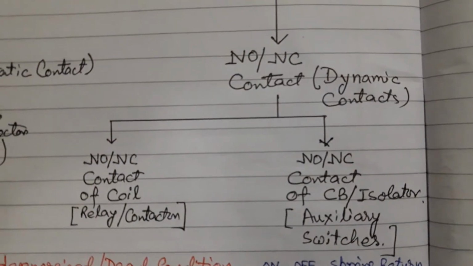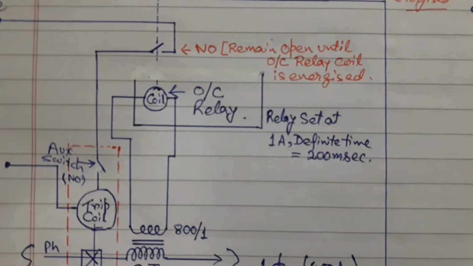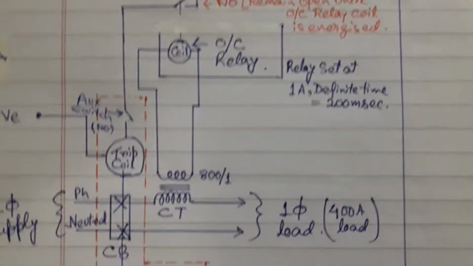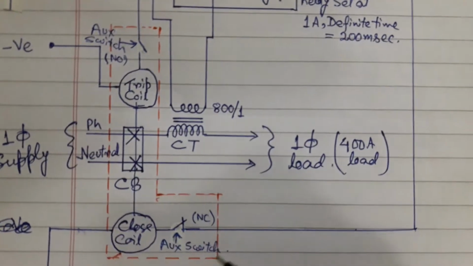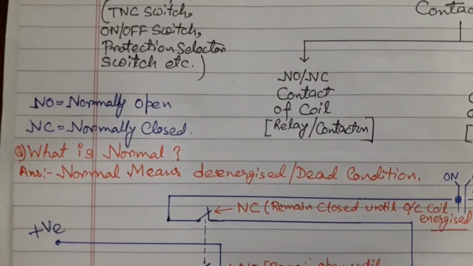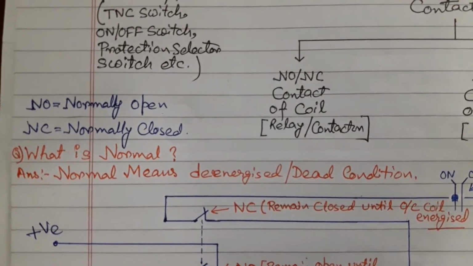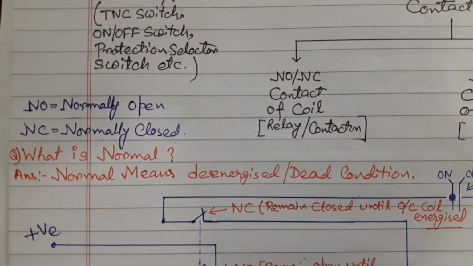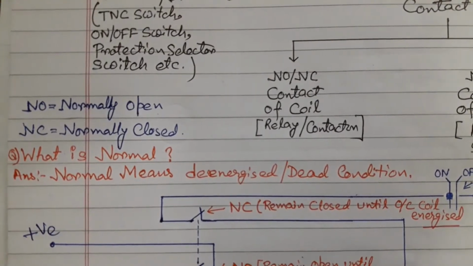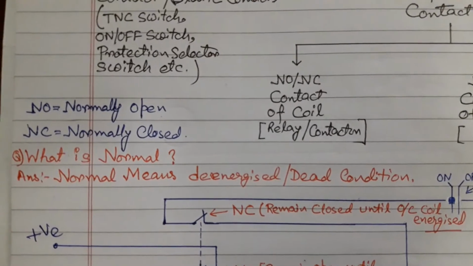On the other hand, dynamic contacts are dependent on system condition. All relay contacts or circuit breaker auxiliary switch contacts are dynamic contacts. But what are NO and NC contacts? Why is the term normally used there? Because NC is normally closed and NO means normally open. But what is the meaning of this normally?